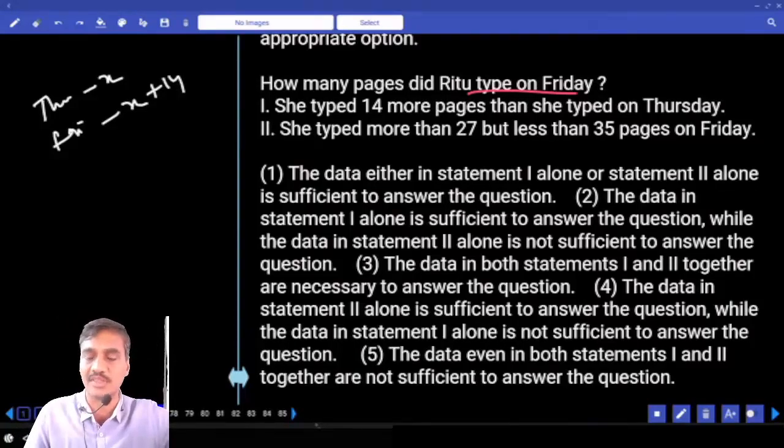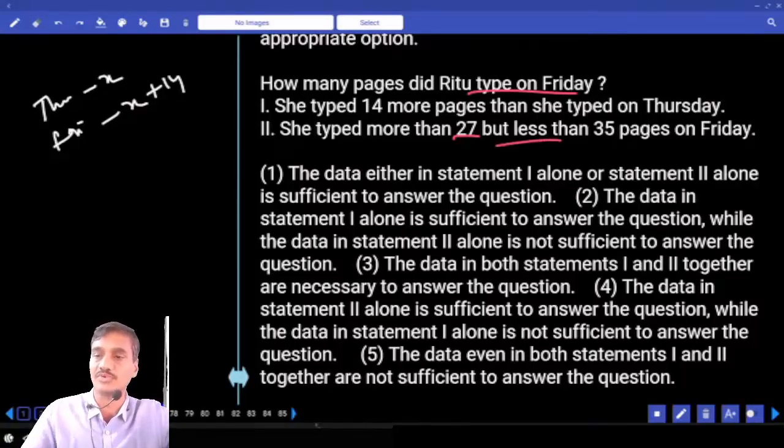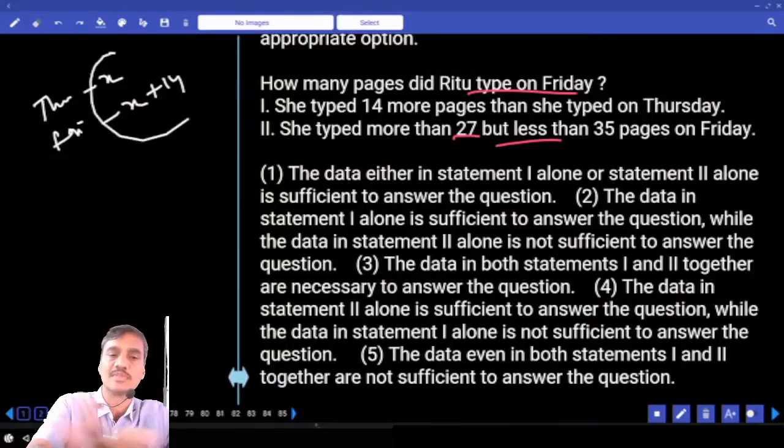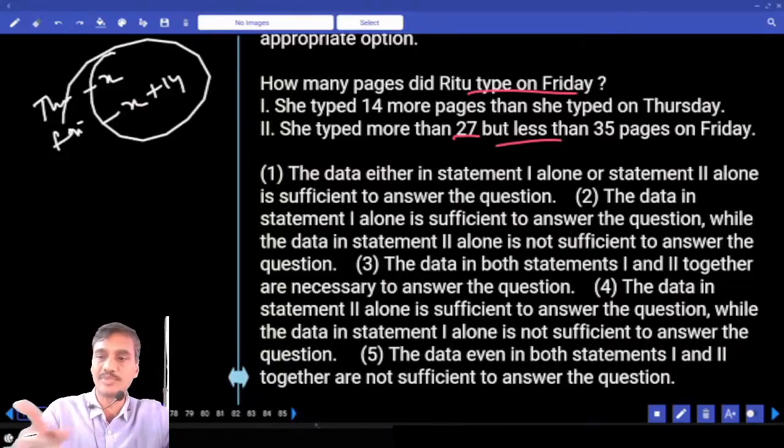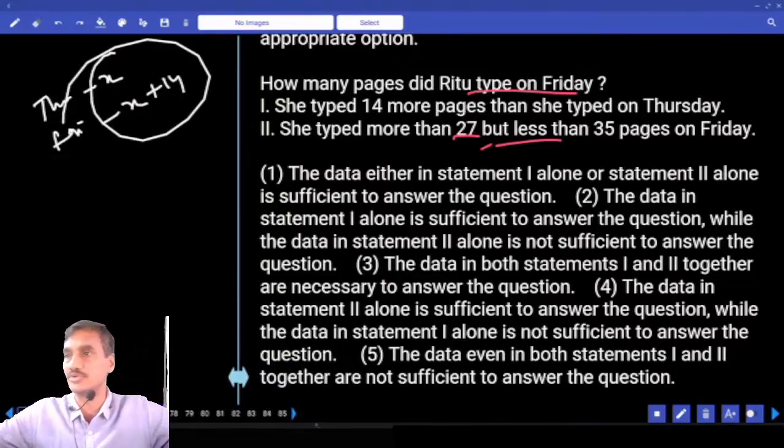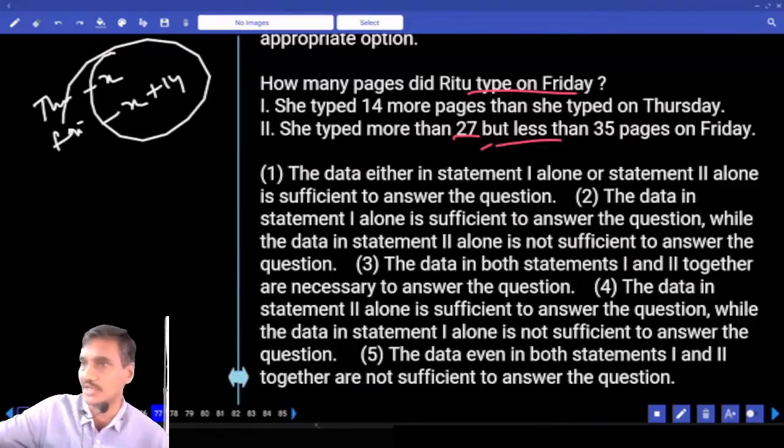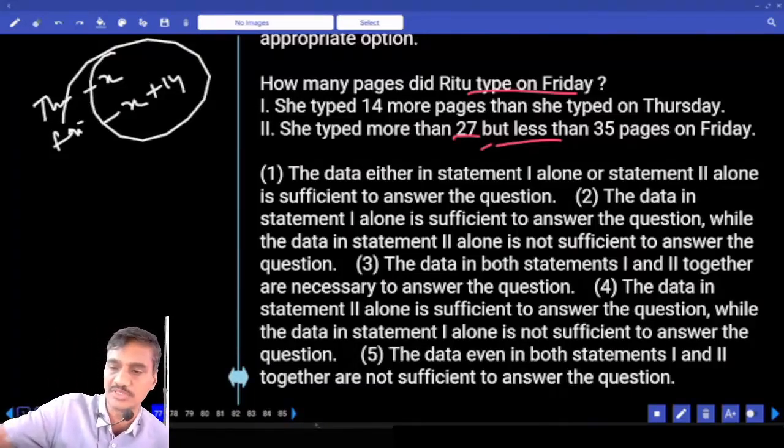Then coming to the second: she typed more than 27 but less than 35 pages on Friday. With the help of only 2, we have the other pages, 28 to 34. 2 alone is not sufficient. By combining these two, we get the answer. X needs to be known. Now X plus 14 will be from 28 to 34. Then also we cannot determine. And so what is your answer? Both the statements together are also not sufficient.